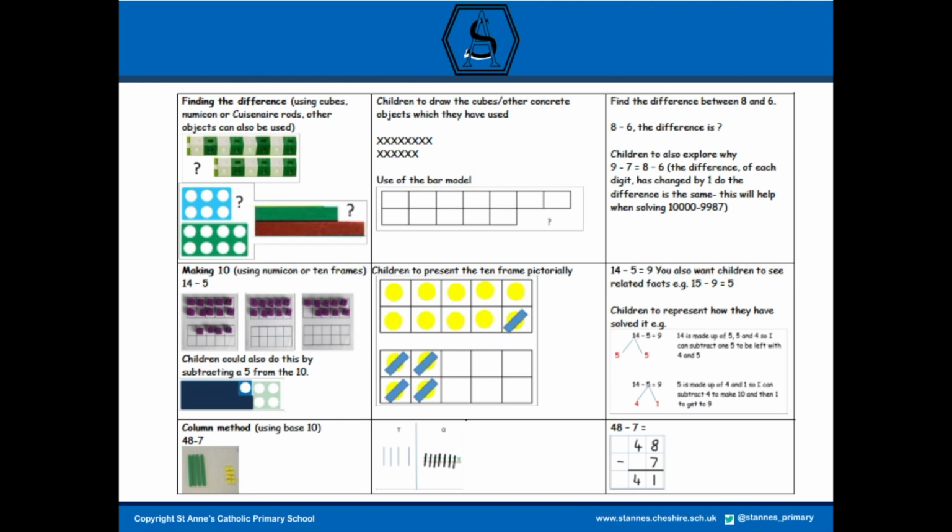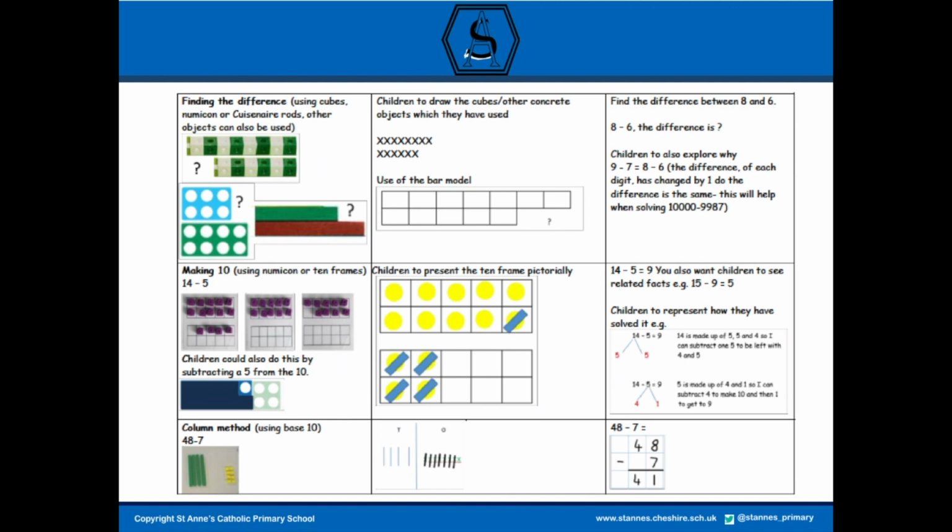The abstract way of working this out is counting back, it's the subtraction. The children need to understand what finding the difference is first by actually seeing it in concrete materials before they can move on to this abstract way of thinking. 8 subtract 6, the difference is 2, so they need to know that 8 take away 6 is 2. It says here that if each digit has changed by 1, the difference is the same. This will help when solving larger problems as well.